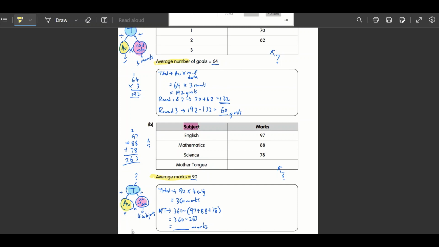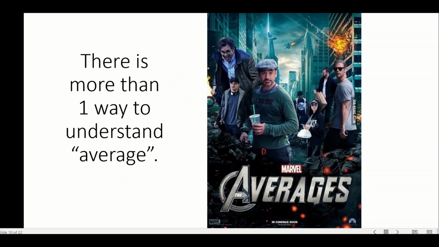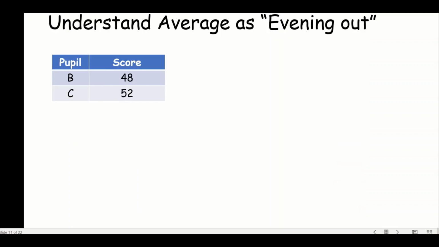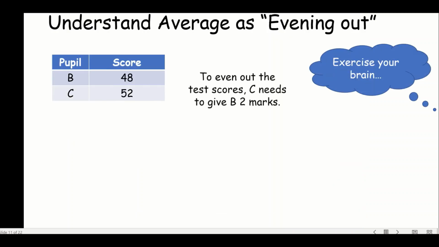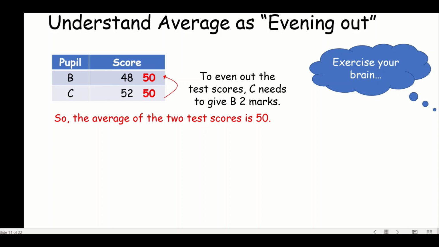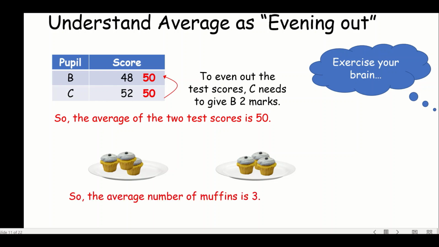Okay, at this point, I will show you the PowerPoint slide. Okay, a quick look. So previously we discussed that there's more than one way to understand average, and we talked about evening out. So looking at these scores here, to even them out to find their average, I just need to get pupil C to give 2 marks to pupil B, and then now they are even. So likewise, in these 2 plates of muffins, I just got one to go over, they are now even. So the average number of the muffins is 3.